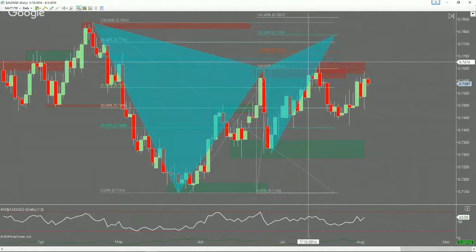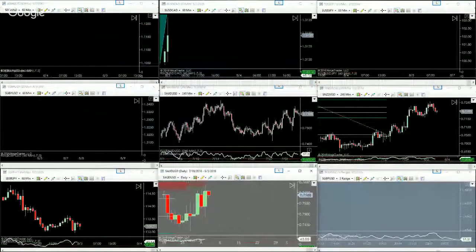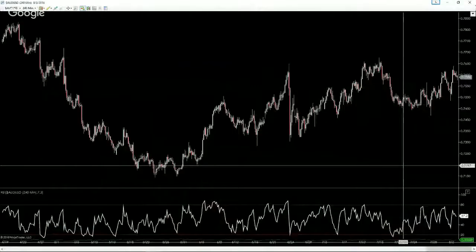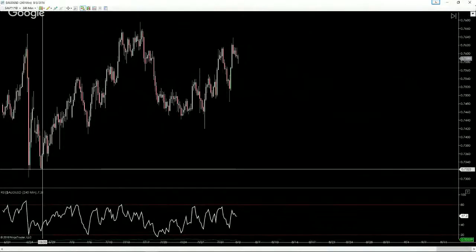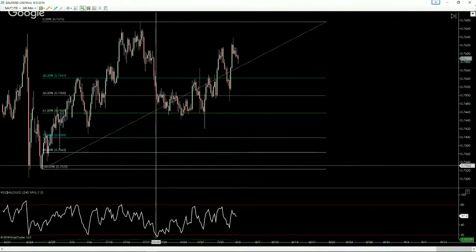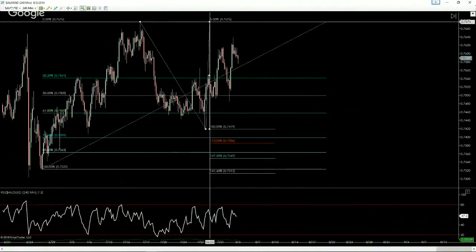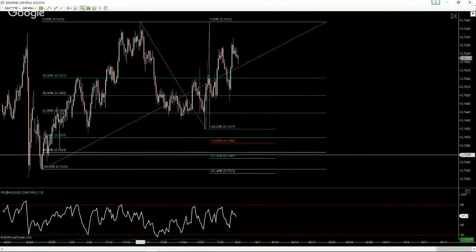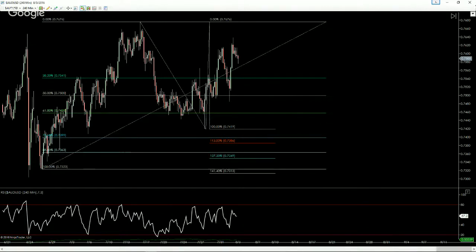We'll take a look at this in the 240. Let's go down here in the 240 chart. We have a slightly deeper possible Gartley pattern that can form right there. If price comes to complete at the 127, you can take advantage of that.